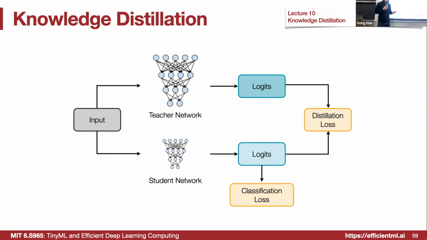And there could be multiple places where we can inject such distillation loss, both at the end of the network and also in the middle of the intermediate layers. So for transformers, where are the opportunities where we can inject the distillation loss?